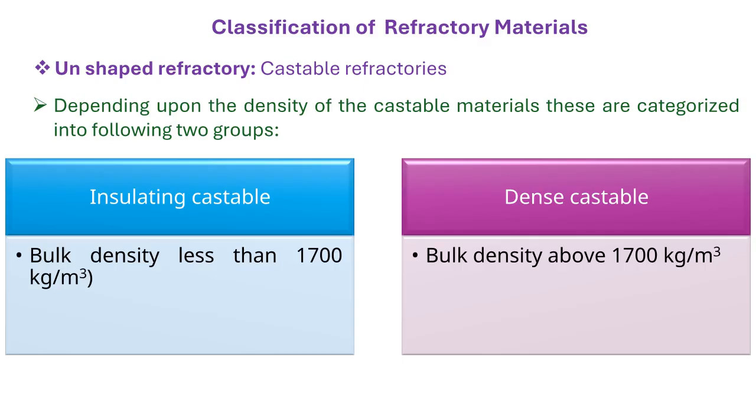The choice between insulating and dense castables has a direct impact on equipment performance and operating cost. Insulating castables help save energy by reducing heat losses. Dense castables offer better protection, strength, and durability under severe conditions. In practice, both types are often used together: insulating castables behind the lining and dense castables at the hot face.